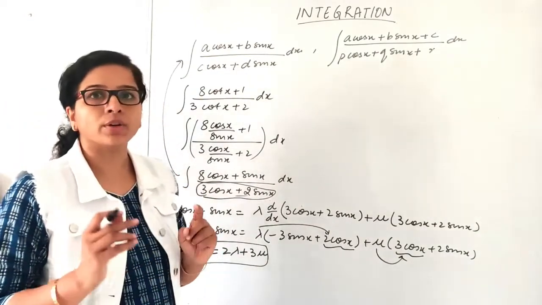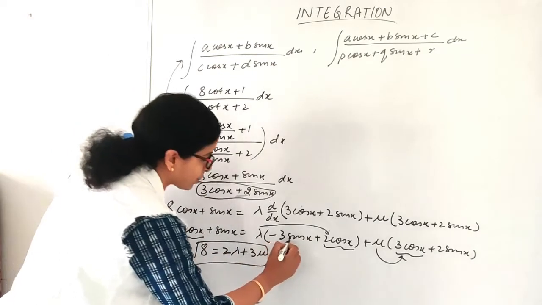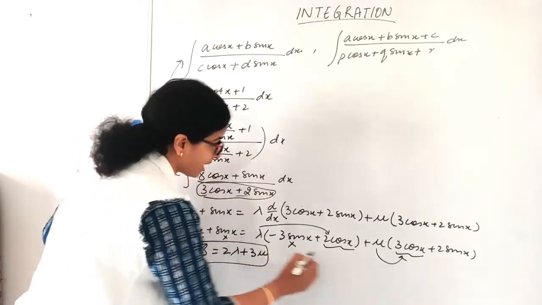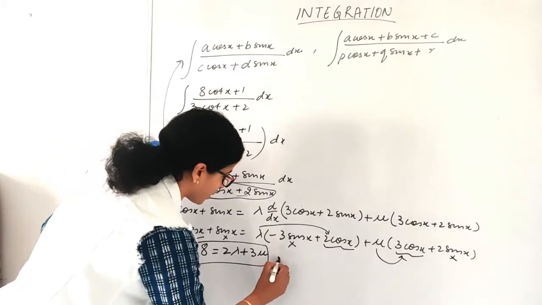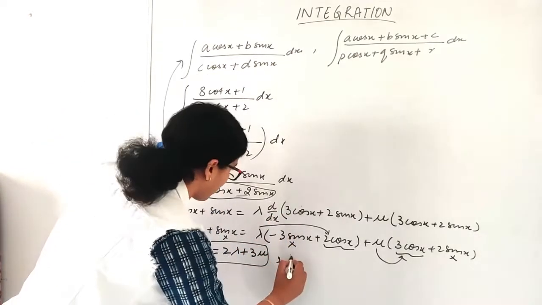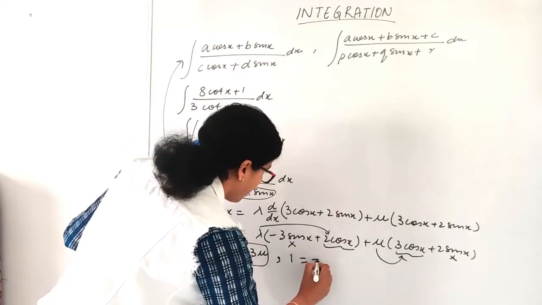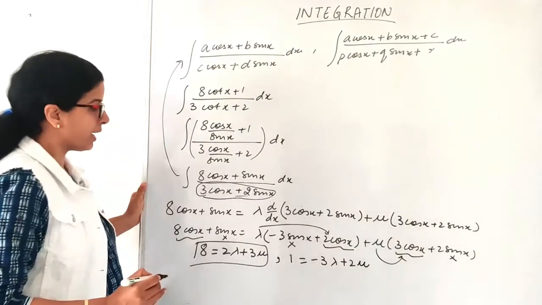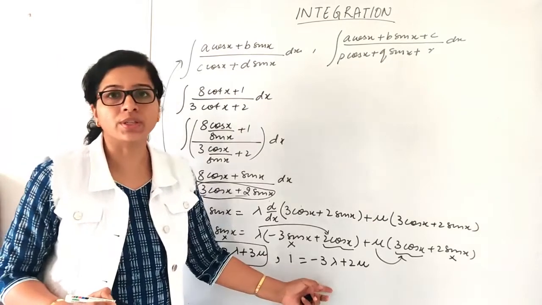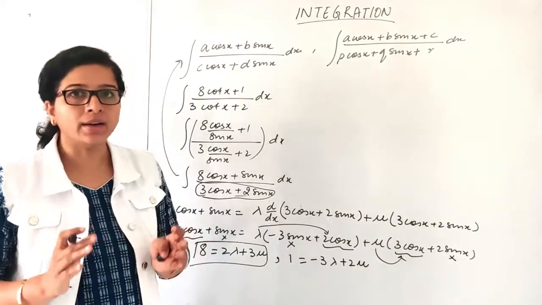Now we'll compare the coefficient of sin x. So this is sin x, this is sin x, and this is sin x. So what is the second equation for you? It will be 1 equals minus 3 lambda + 2 mu. Okay. Now we will solve these two equations and get the values of lambda and mu.